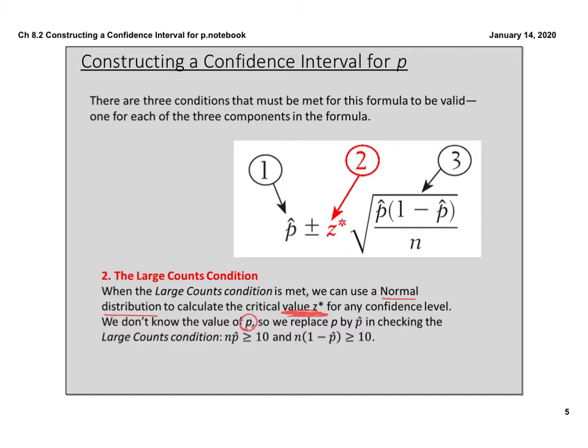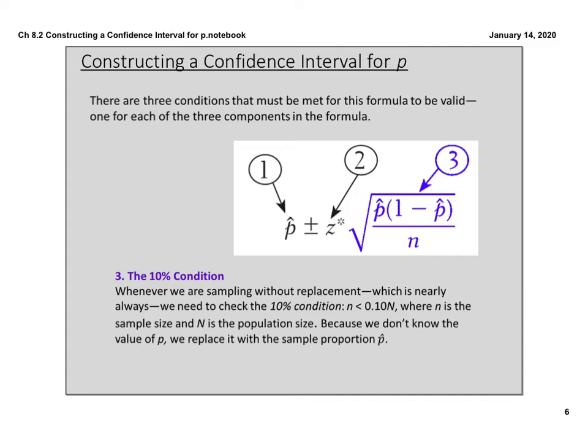Since we don't know the actual value of p, we need to use the large counts condition, meaning n times p hat is greater than or equal to 10, and n times 1 minus p hat is greater than or equal to 10, to be allowed to use that p hat value. It's almost impossible to know the actual proportion, but if we use the large counts condition, then we're allowed to use p hat. If we're allowed to use p hat, then we're allowed to find the z star value for that p hat value.